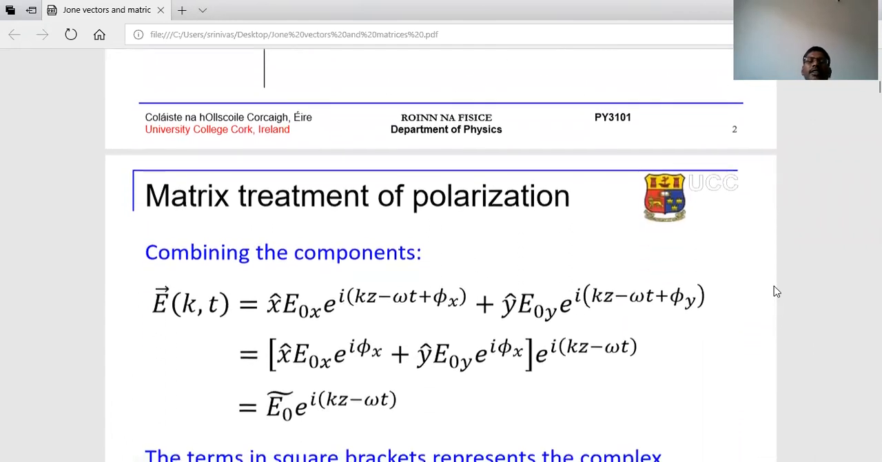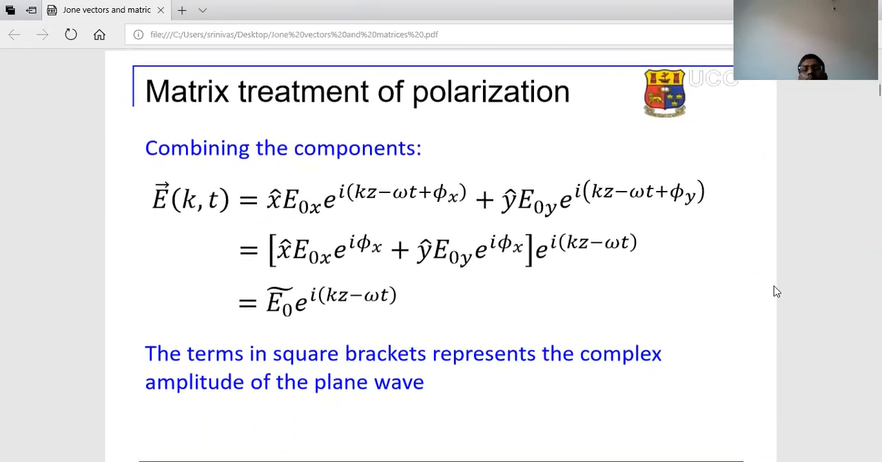Next, combining these two components, we can write E(z,t) is equal to x-hat E naught x e^(i(kz - omega t + phi x)) plus y-hat E naught y e^(i(kz - omega t + phi y)). Then taking the common factor e^(i(kz - omega t)), we have only x-hat E naught x e^(i phi x) plus y-hat E naught y e^(i phi y) in the bracket. This is E naught, times e^(i(kz - omega t)). The square bracket is the complex amplitude of the plane wave.